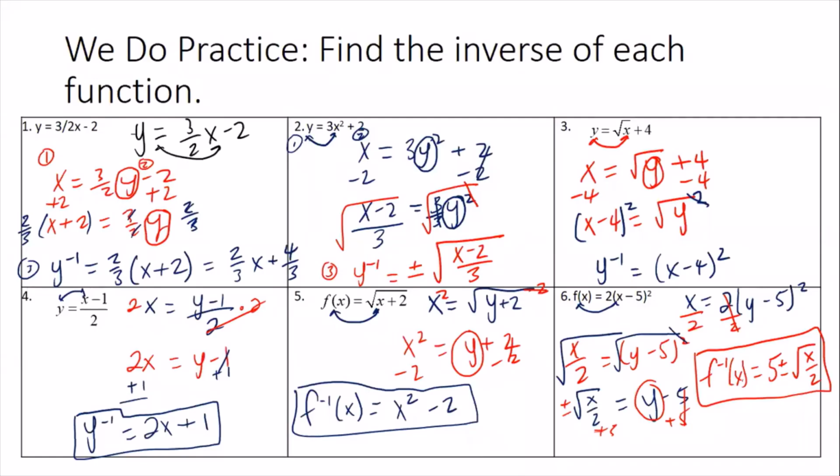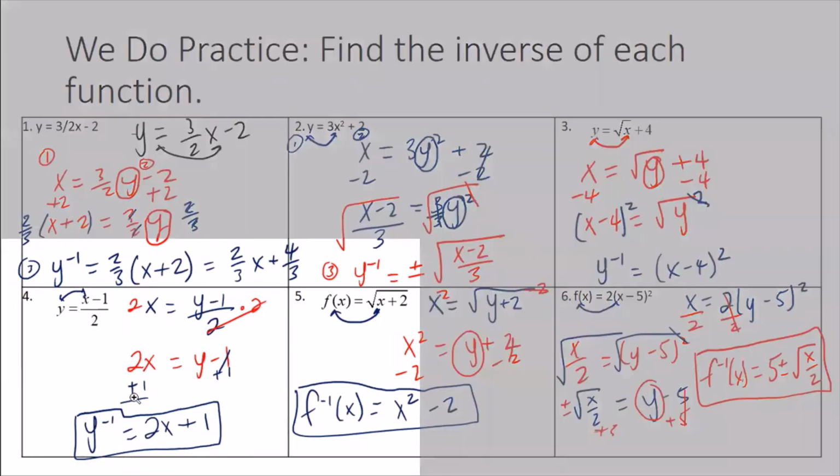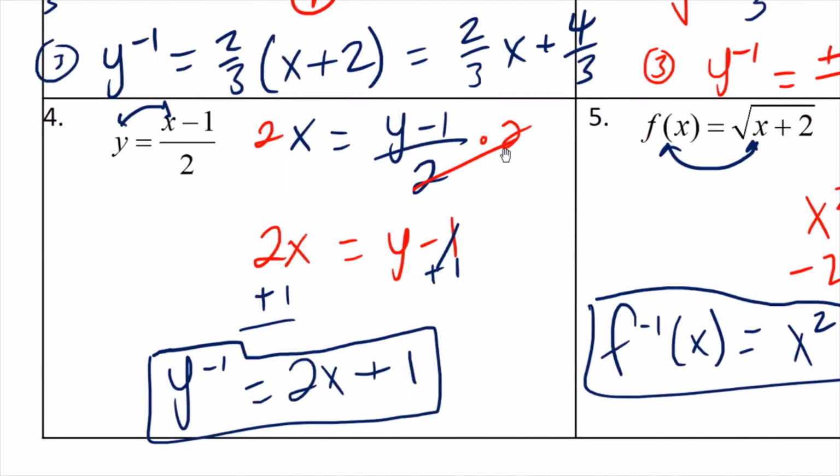All right, let's talk about what we got. On number 4, you notice that you had division. And what's the opposite of dividing? Multiplication. So before you do anything, you had to remove the division. So you should have multiplied both sides by 2. And then you were left with 2x equals y minus 1.